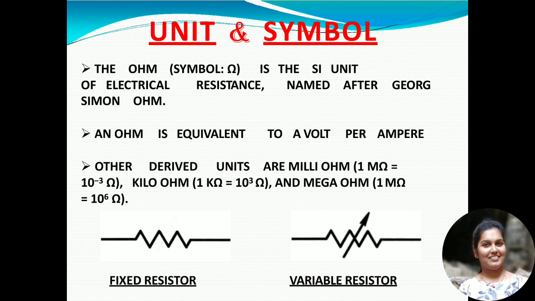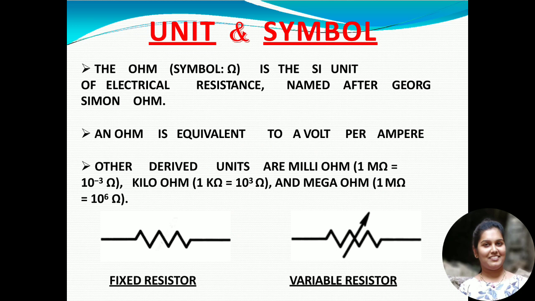Coming to the symbol of resistor, in general we see two main types of resistors. One is the fixed resistor, that is the resistor whose value is fixed and it cannot be changed according to the circuit parameters.